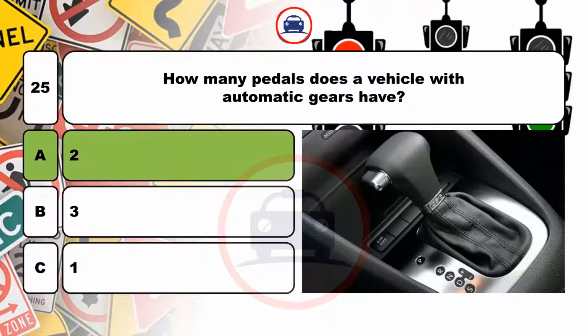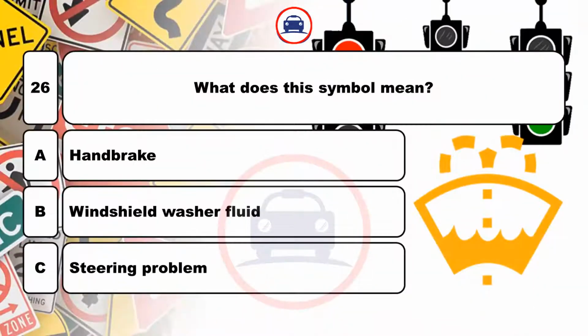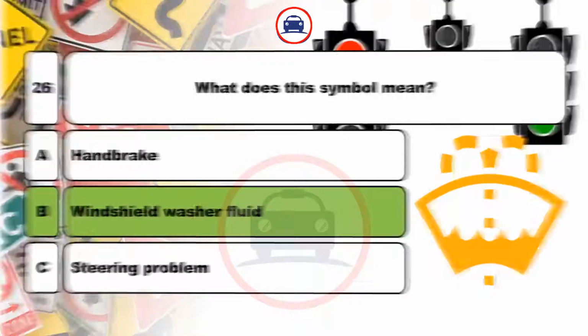Correct answer A. 2. What does this symbol mean? A. Handbrake. B. Windshield washer fluid. C. Steering problem. Correct answer B. Windshield washer fluid.